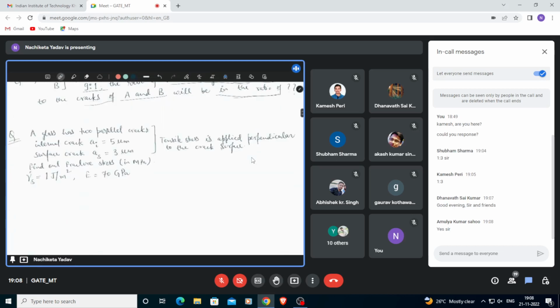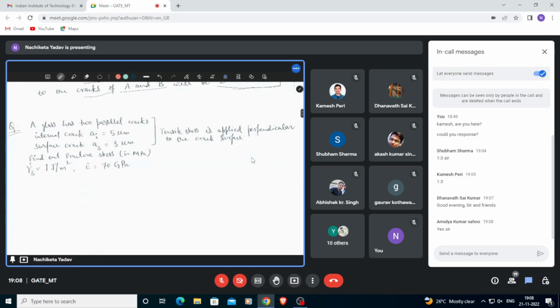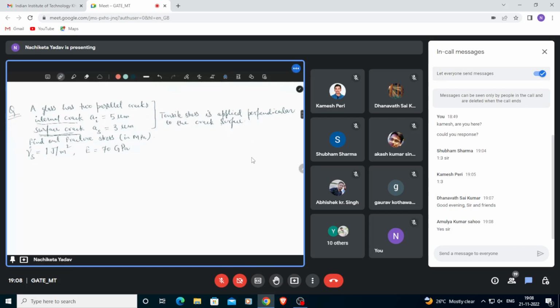This is the second question. It was asked in GATE 2016. I have given it again because here both internal crack and surface cracks are given. So can you try this question also? A glass has two parallel cracks. Internal crack value is 5 micrometer, and for surface crack it is 3 micrometer. We have to find out the fracture stress in megapascal. It is glass, so it is a brittle material, so we will apply Griffith theory.